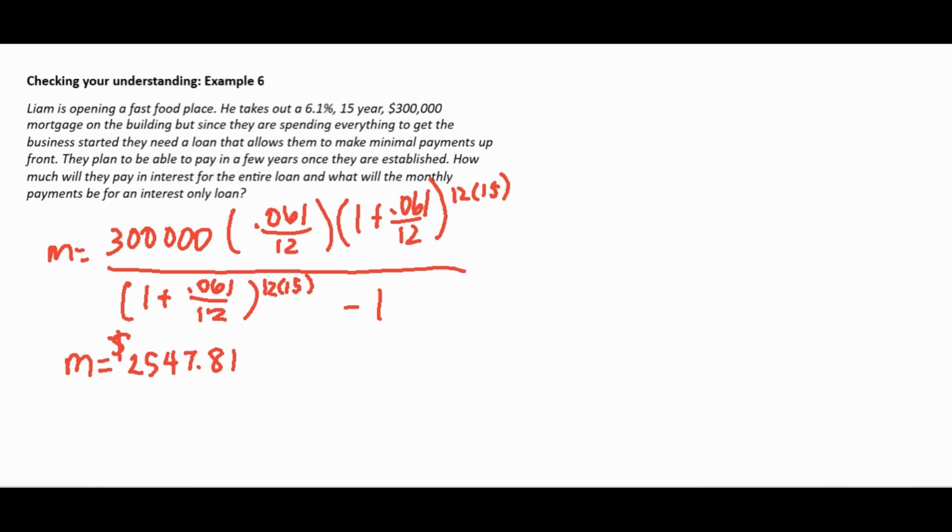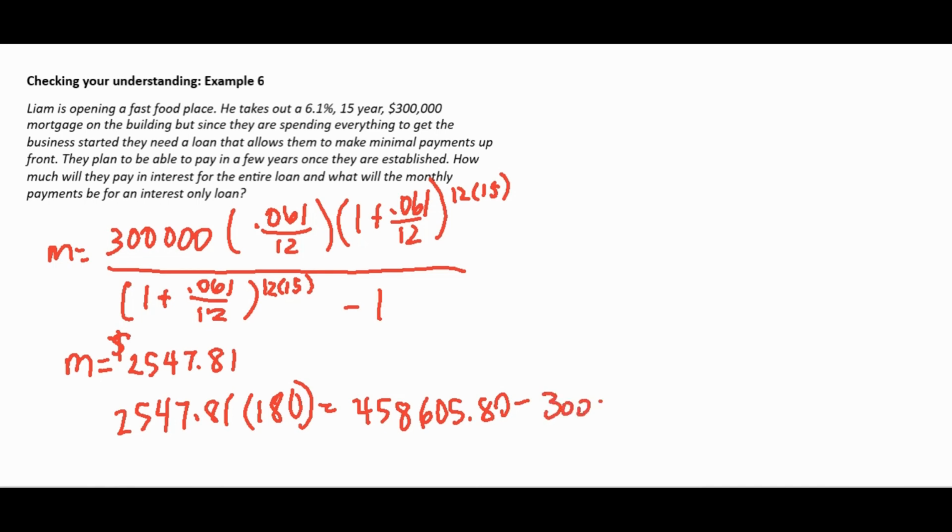But remember, that's principal and interest, and Liam's trying to get his business off the ground, so we're going to structure this payment a little bit differently. Remember, this is a 15-year mortgage, so 15 times 12 is going to be 180 monthly payments. So if he pays $2,547.81 180 times, by the time he's done paying off this mortgage, he would have paid $458,605.80. Now, he borrowed $300,000, so if I subtract $300,000 from that, I find that he paid $158,605.80 in interest. So let's structure this loan so that he's paying the interest-only portion for the life of the loan with the balloon payment at the end.